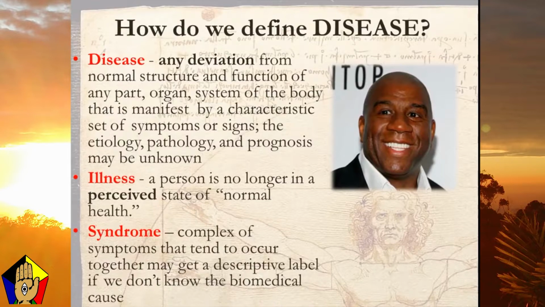Illness is when you show outward symptoms of it. So you can have a disease and no illness, or not show the illness. But when you have an illness, you have some kind of a disease.